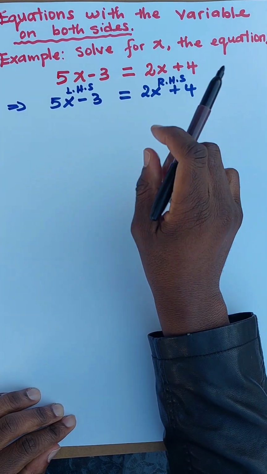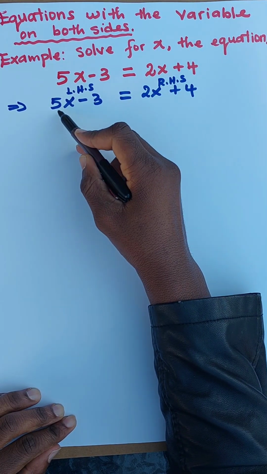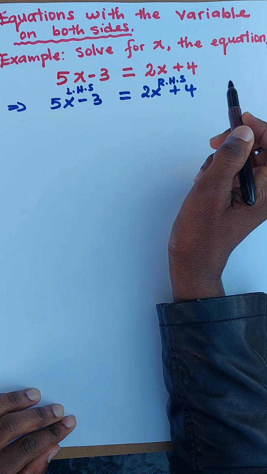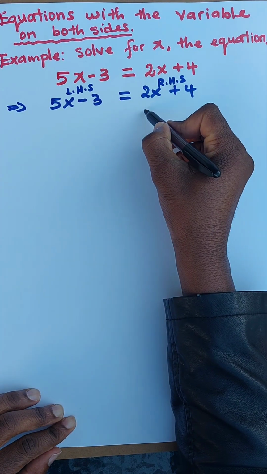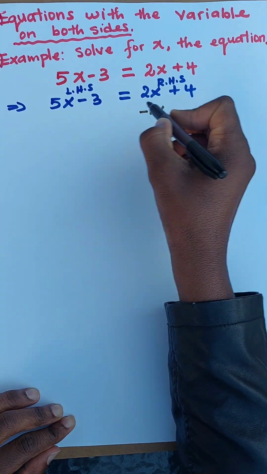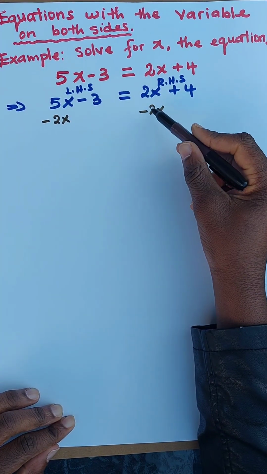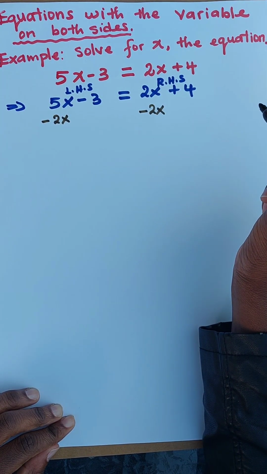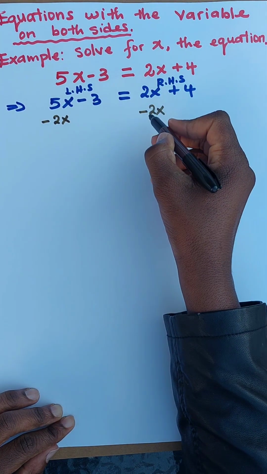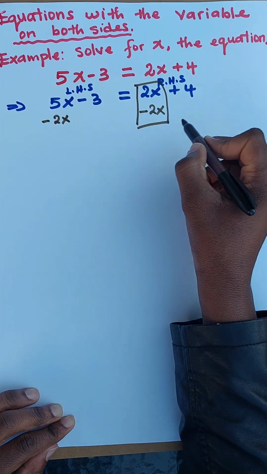Okay. So the x is on the right-hand side as 2x, and then we have the x on the left-hand side as 5x. Look for the smaller one. The smaller one is the 2x. Subtract 2x from each side. So minus 2x and minus 2x. Notice that you're subtracting the x term under the corresponding x term because you want to subtract under like terms. Okay, that said, 2x minus 2x here is 0.